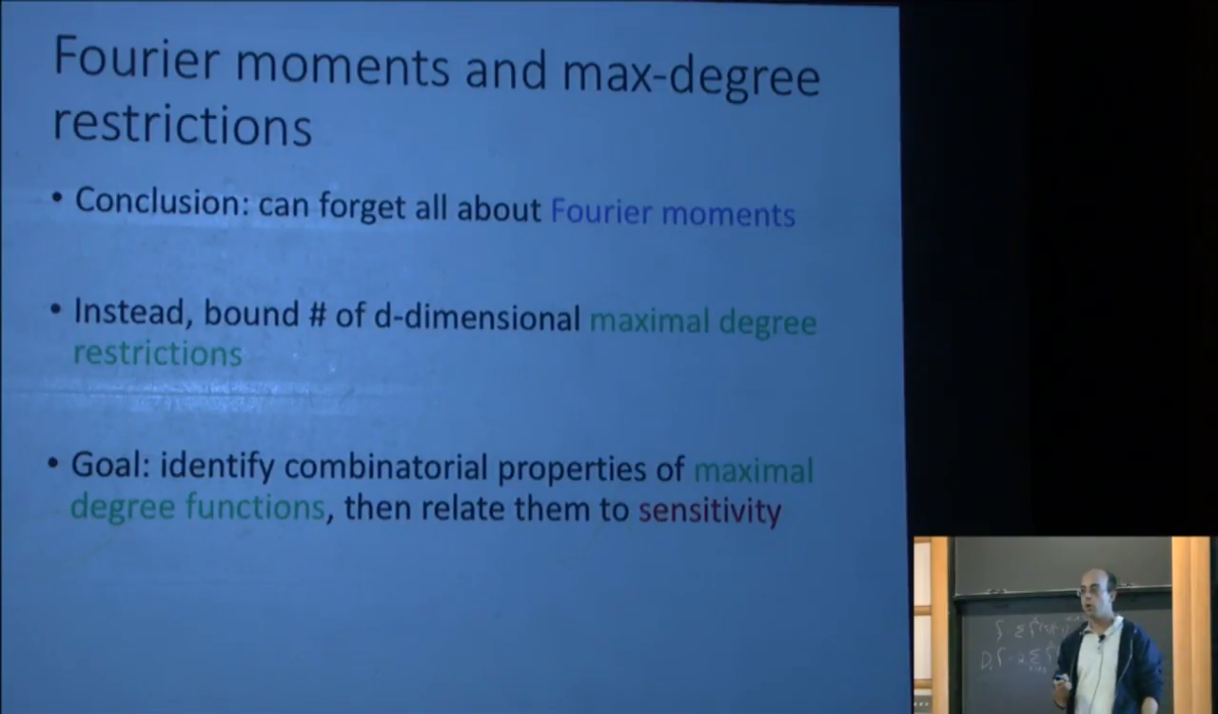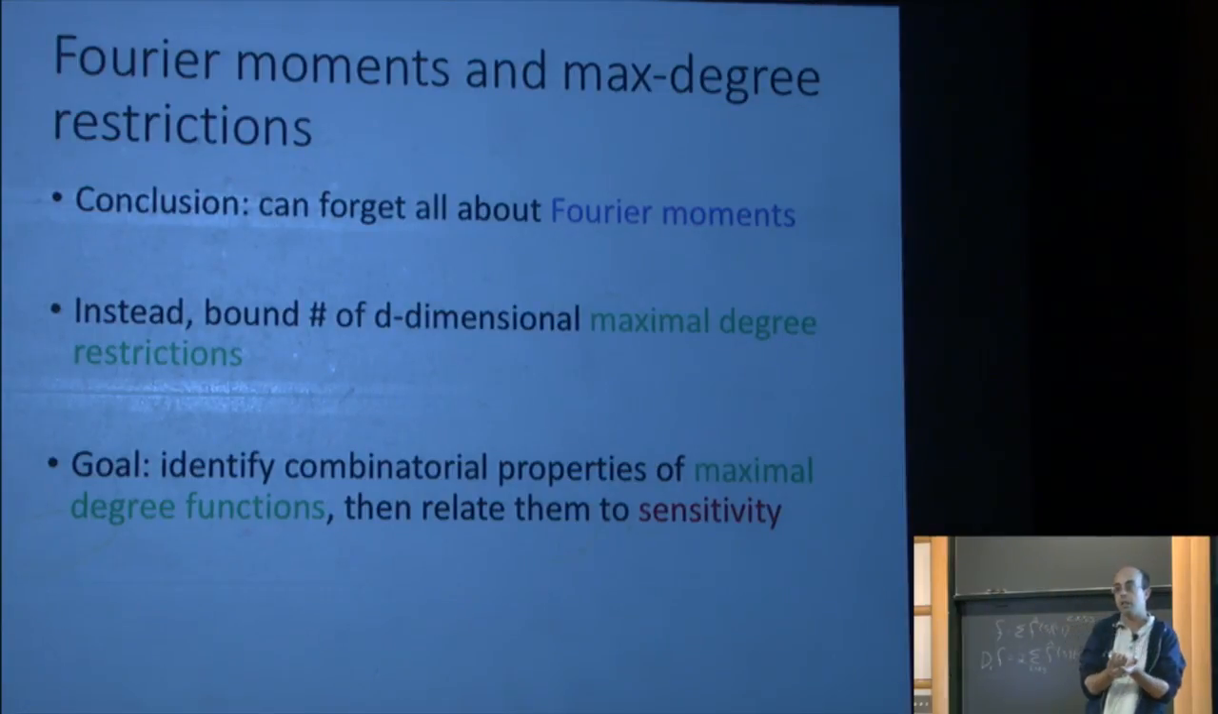All that we want to show is that if we count all these maximal degree restrictions of dimension d, there are not too many of them, given some conditions on the sensitivity. And the way we're going to do it is to study them. Let's take a restriction that has maximal degree. It's just a Boolean function of d inputs that has maximal degree, and we try to identify some combinatorial properties of it, and at the end relate them back to sensitivity. But for now, in the second part, I will forget about sensitivity.